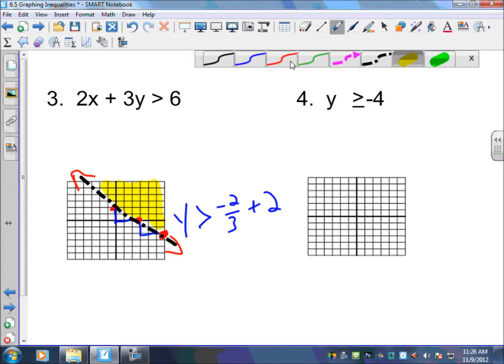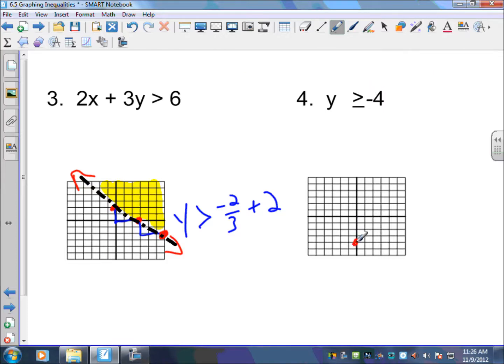Let's look at the next one. As we've discussed, this y only is a horizontal line. I only have the y value, horizontal line. So I go to negative 4. 1, 2, 3, 4. Put my dot. I draw my horizontal line.